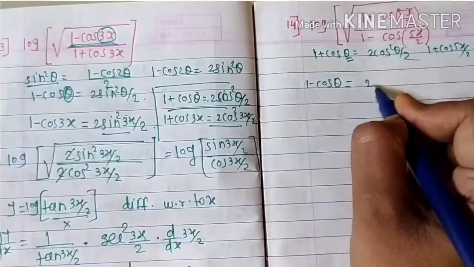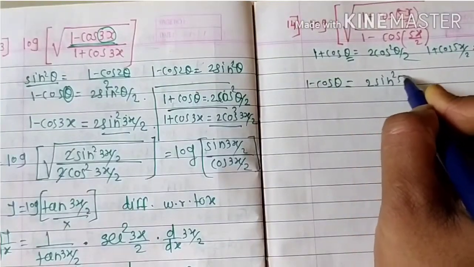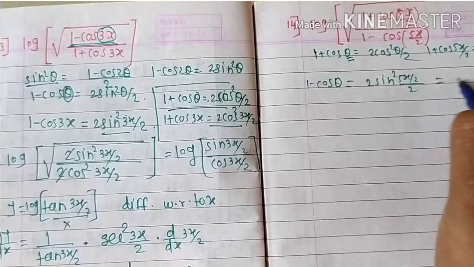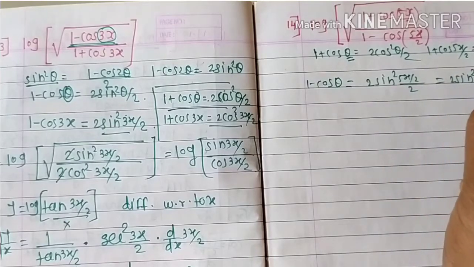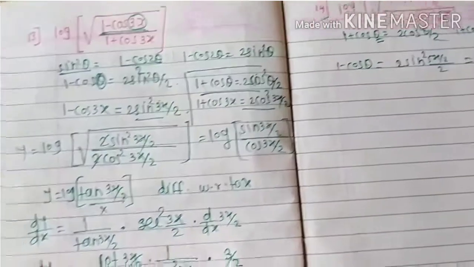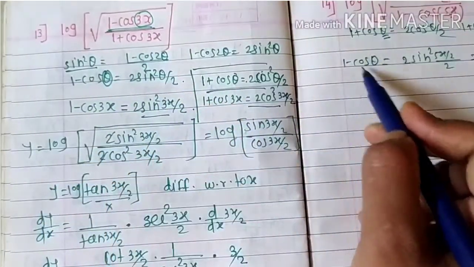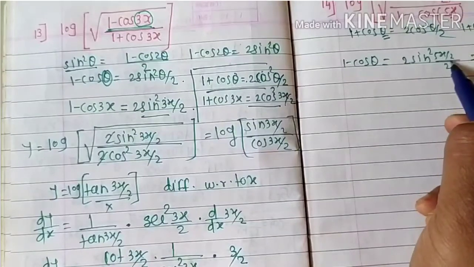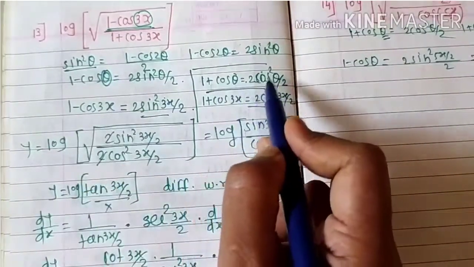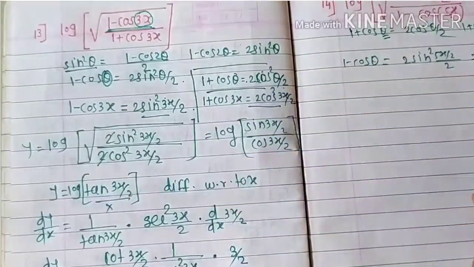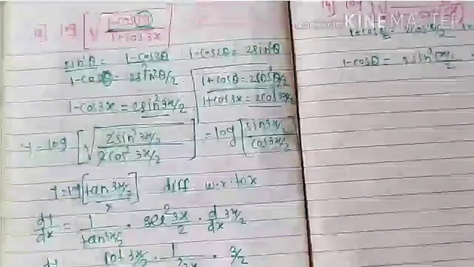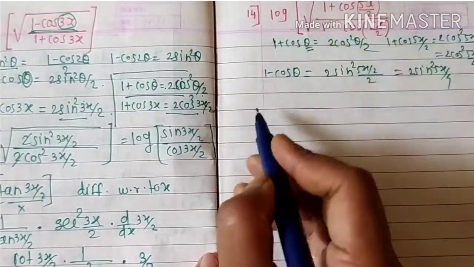Then here 2 times sin square 5x by 2 divided by 2, that is 2 times sine square 5x by 4. Okay, the formulas are: 1 minus cos theta is 2 times sine square theta by 2, then in place of theta substitute 5x by 2; 1 plus cos theta is 2 times cos square theta by 2, in place of theta 5x by 2 divided by 2, again 5x by 4. Then substitute these values here.